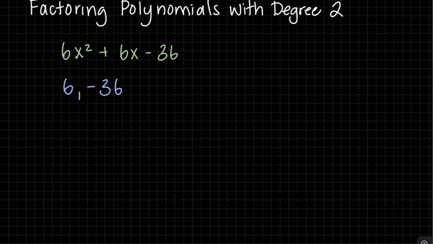So let's find the greatest common factor in this case. The greatest common factor of 6 and 36 would just be 6. So the greatest common factor is 6. So that means I could divide this term by 6, this term by 6, and this term by 6 to make my life so much easier.